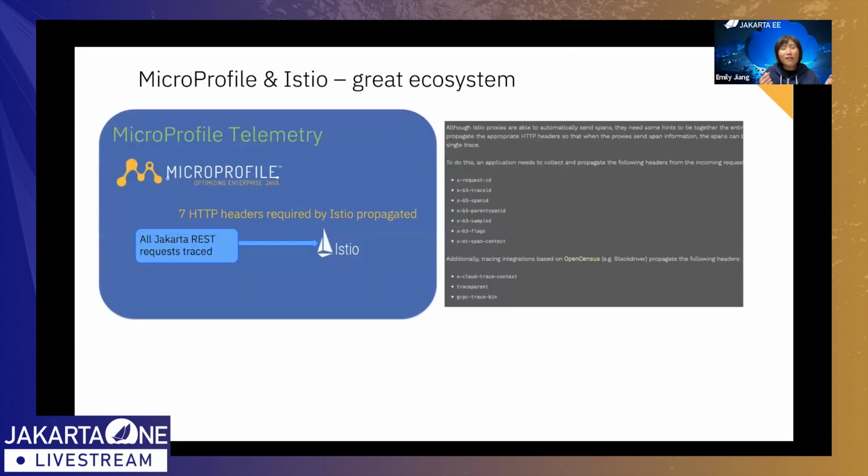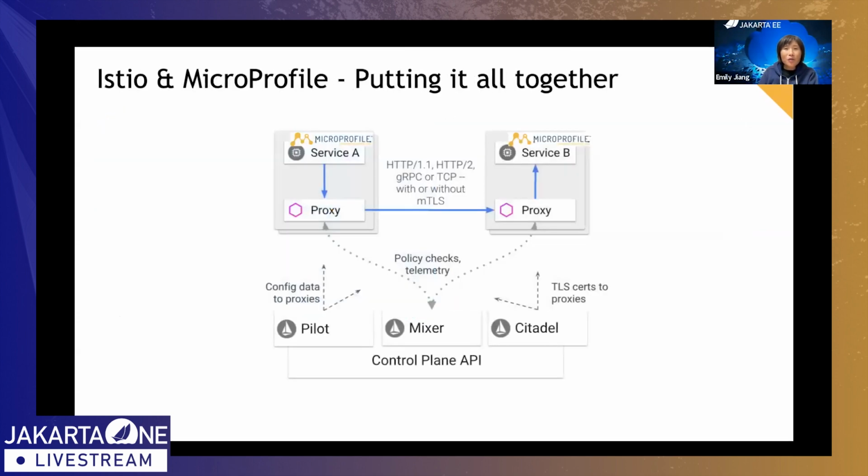The other thing is that if you want to manage services, Istio is something you need to learn. In Istio, basically, the doc says that if you want to propagate this context so it can create the traces for you, you need to propagate these headers. All these 7 HTTP headers are automatically propagated by MicroProfile Telemetry, which is really nice. So use MicroProfile as your programming model, and you can work really nicely with your Istio infrastructure.